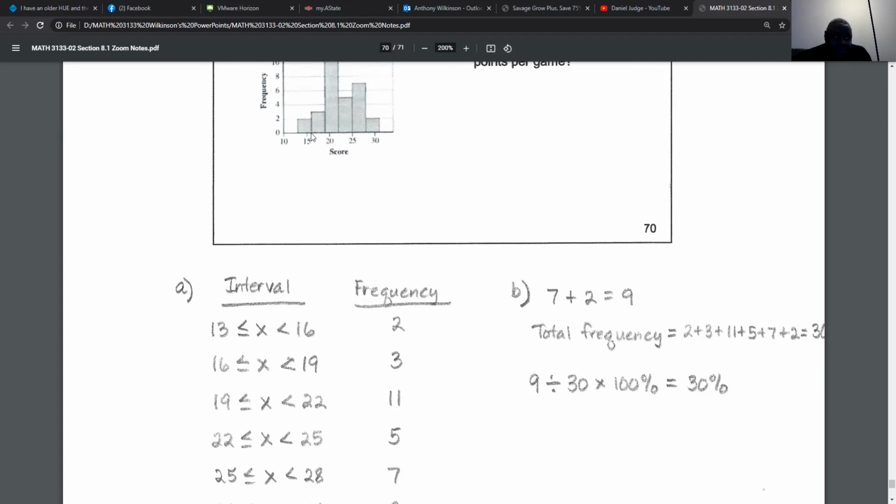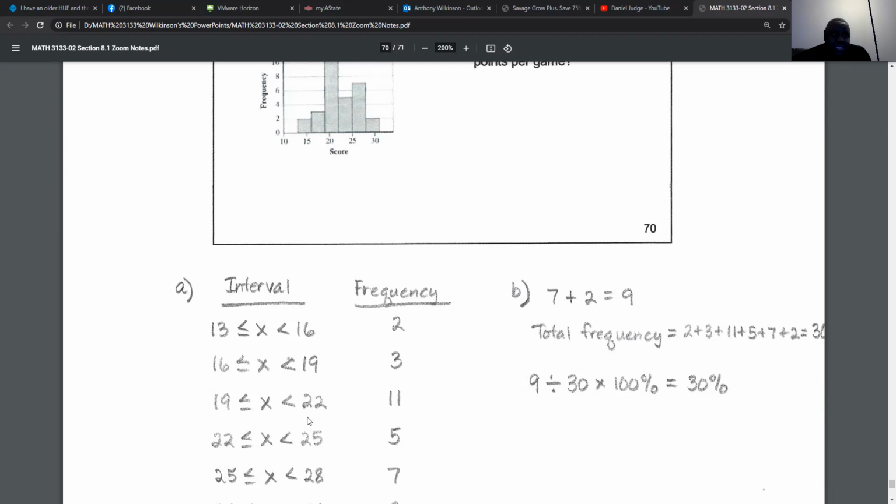And then this next one is for 16 to 19. And notice that the width here is 3. From 13 to 16, that width is 3. So if I add 3 to the 13, that's going to be 16. Add 3 to the 16, you get 19. So this represents some x value greater than or equal to 16, but less than 19. And that frequency there in that histogram is a 3.